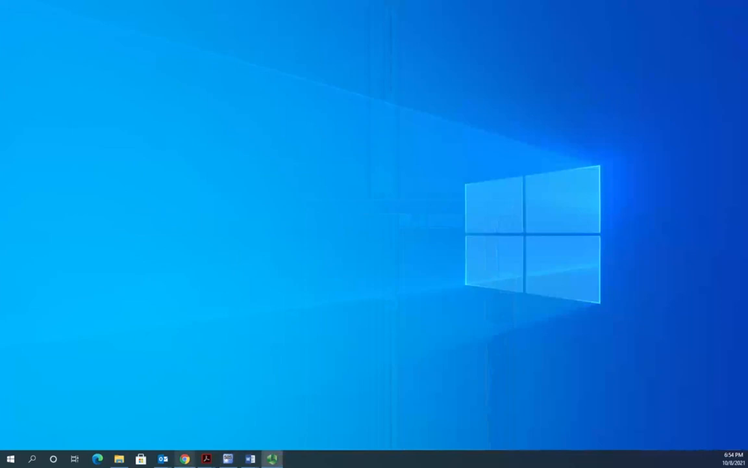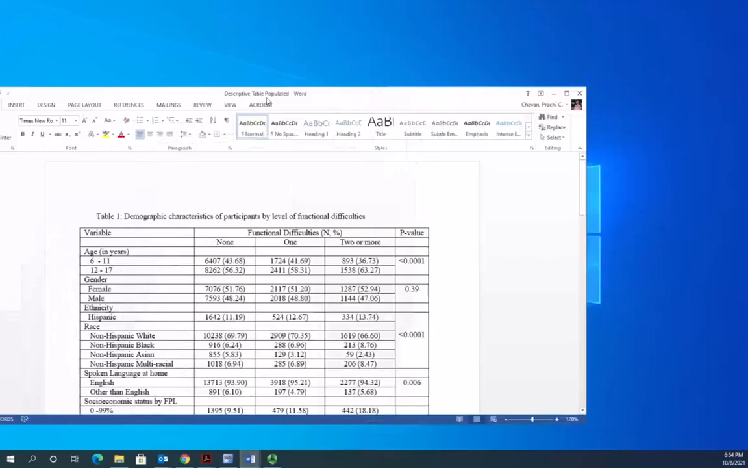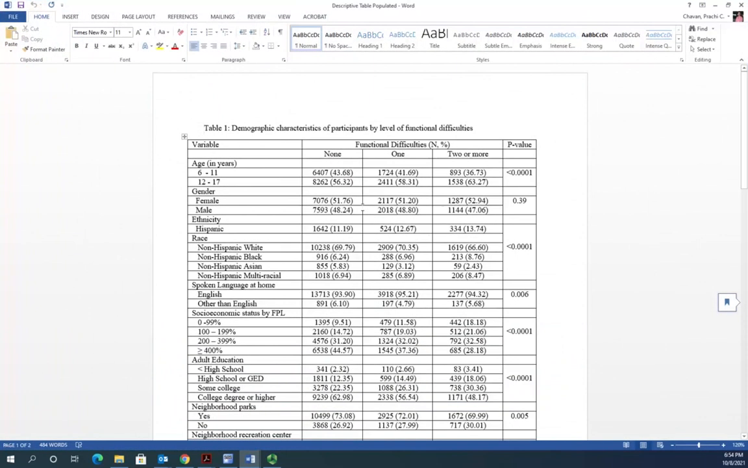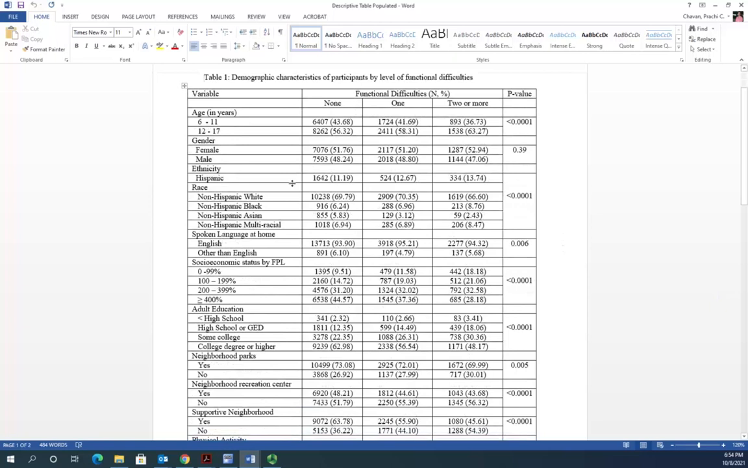So now we don't need a divided screen, and I can show you this particular table, which I have populated using the SAS output. So this is how your descriptive table should look, with the p-value and your outcome variable and all the other variables that you want to include.